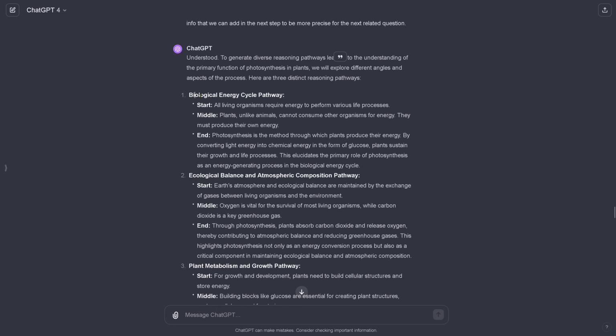So it starts here. Biological energy cycle pathways. All living organisms require energy to perform life processes. Plants cannot consume the energy here by eating something. They must produce their own energy, and photosynthesis is the method. Great. Ecological balance and atmosphere composition pathways.